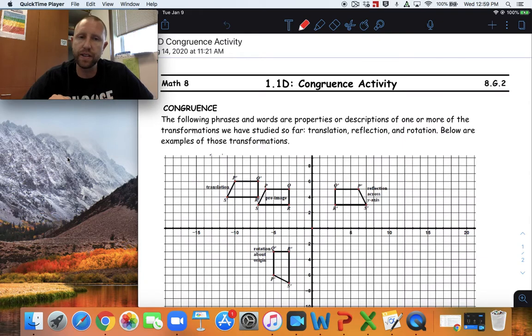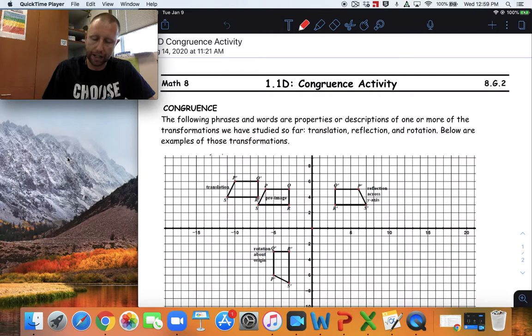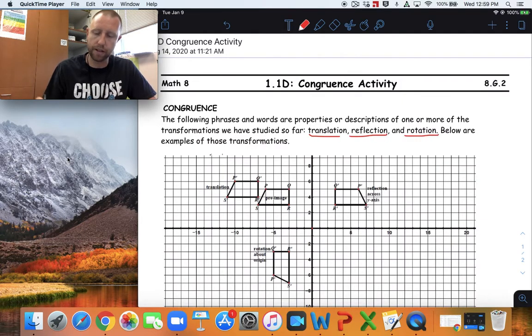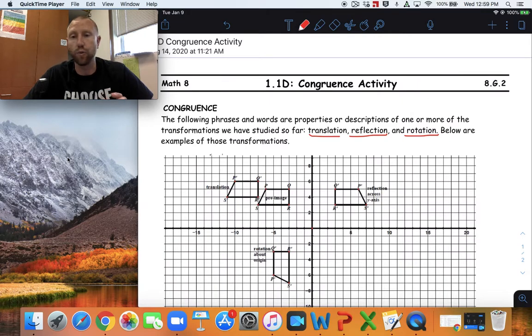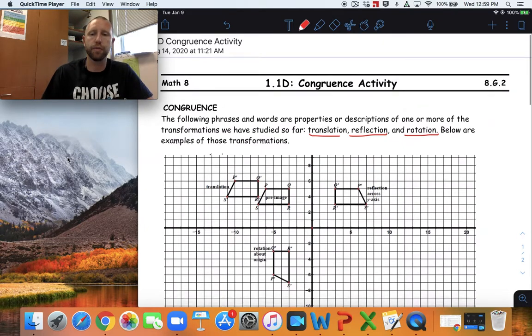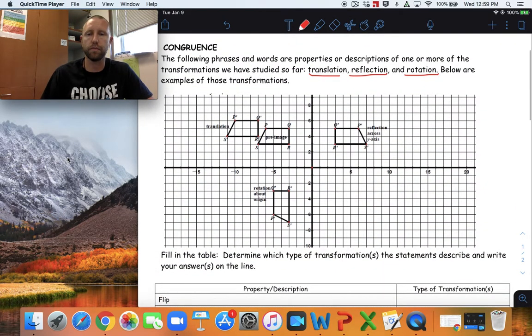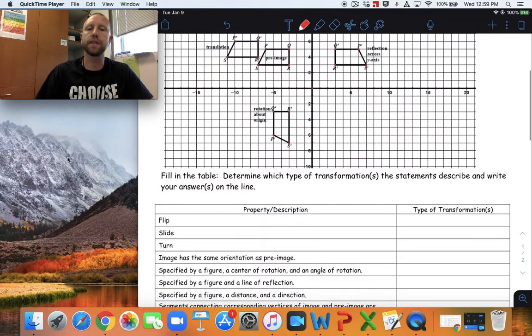It says congruence. The following phrases and words are properties or descriptions of one or more of the transformations we have studied so far. Translation, reflection, and rotation. So it's those three that are going to be our answers. And it says one or more, so we could use more than one of those as part of the answer. And then it gives us some examples. So we can see those there on the coordinate plane. And then we just need to fill in this table.